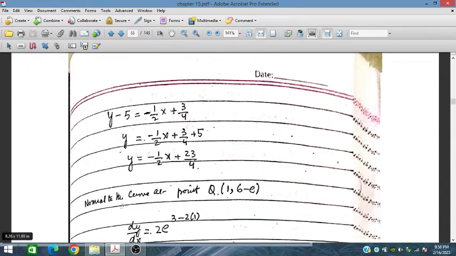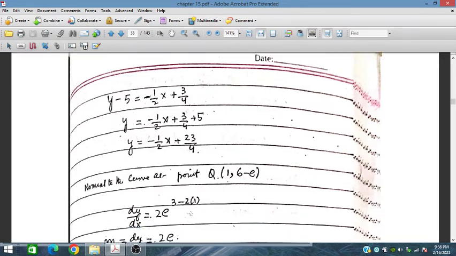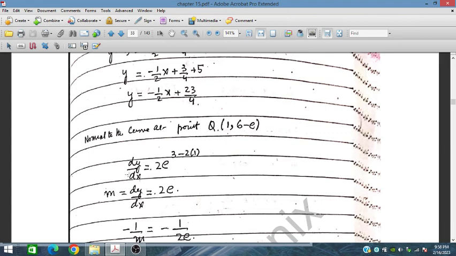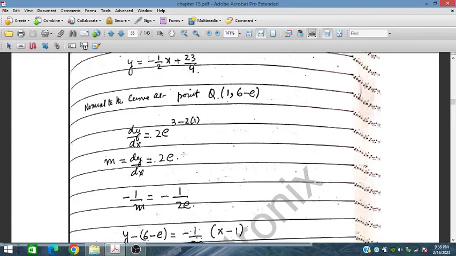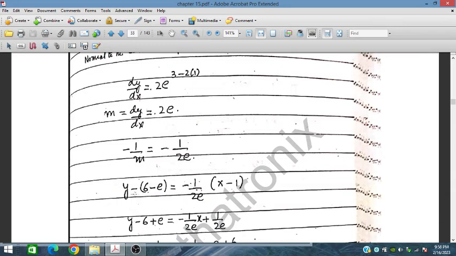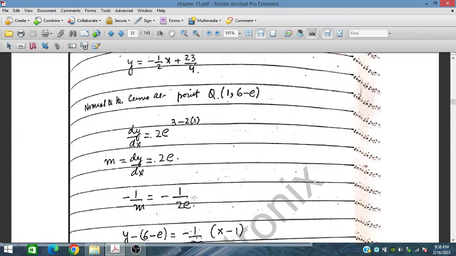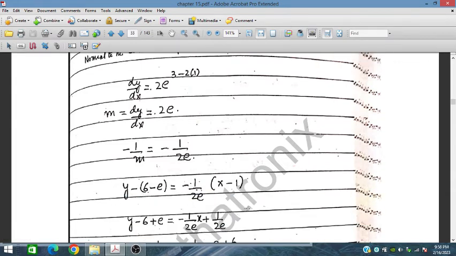Now the normal to the curve at point Q, which is (1, 6 minus e). Here x is 1, and dy/dx is 2e, so minus 1 over m is minus 1 over 2e. So by placing this into the equation, we have y minus (6 minus e) equal to minus 1 over 2e times (x minus 1).